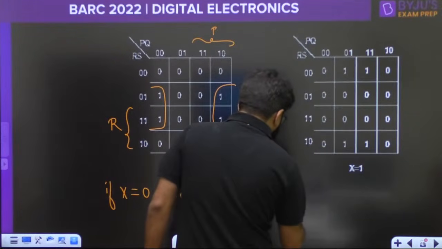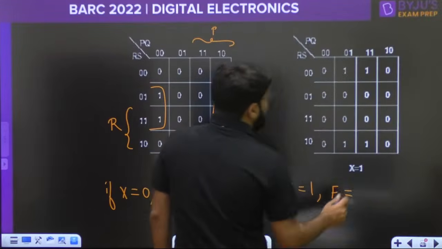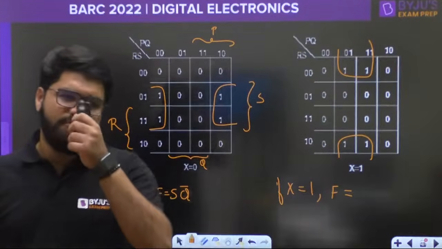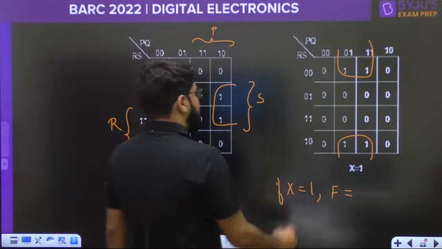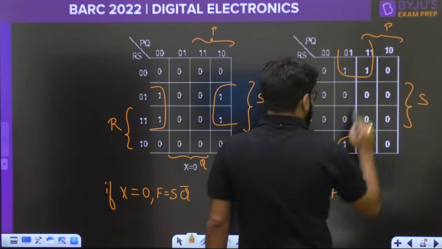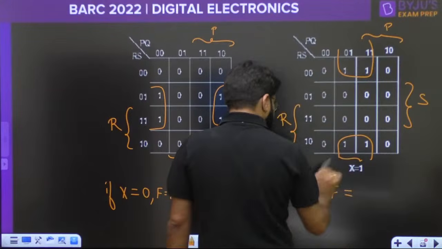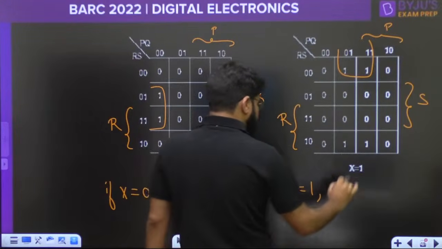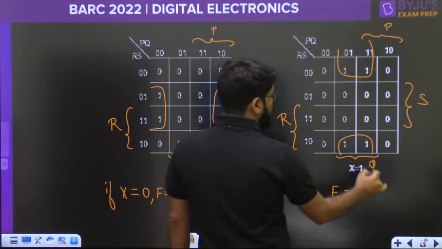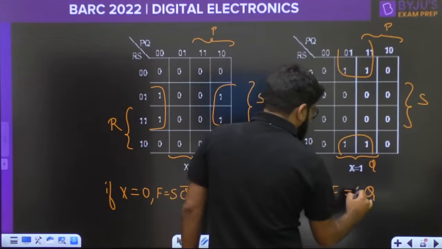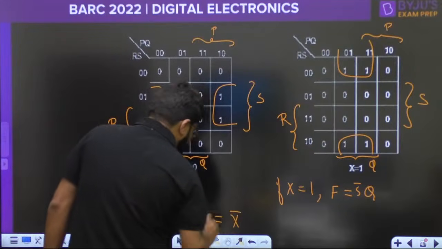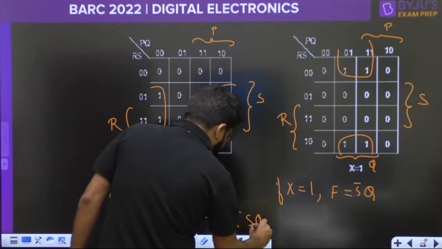And if X is equal to 1, what is the possible grouping here? Again a group of 4, a quad is being formed here, and for that quad, let's again write down the same RS, PQ. So this quad definitely belongs to Q and outside S, so S bar Q. So what is the function F? The previous answer is if X is equal to 0. For X equal to 0, you will use X bar. So X bar S Q bar.